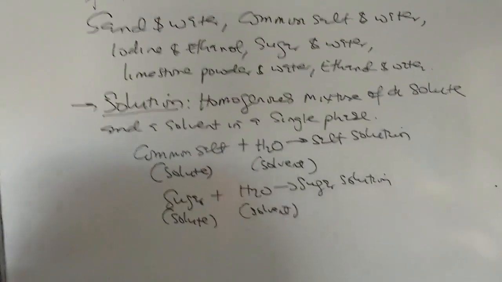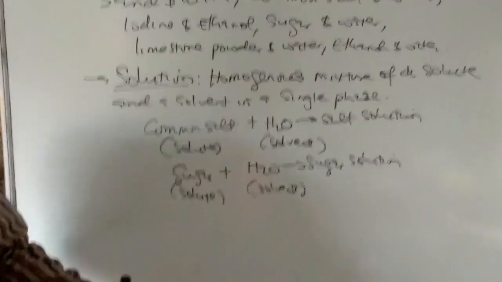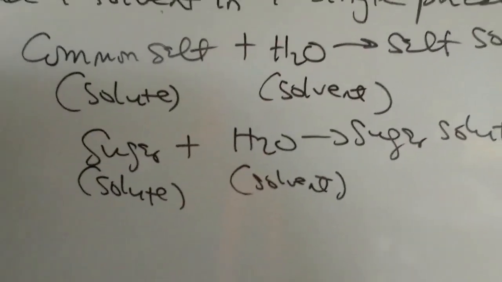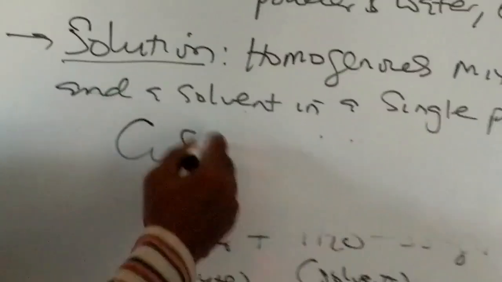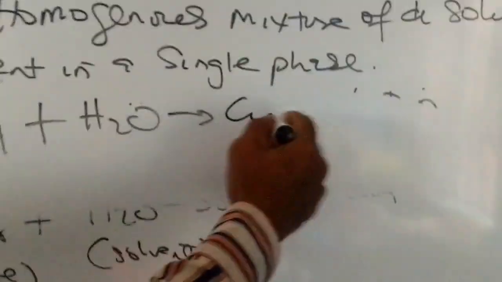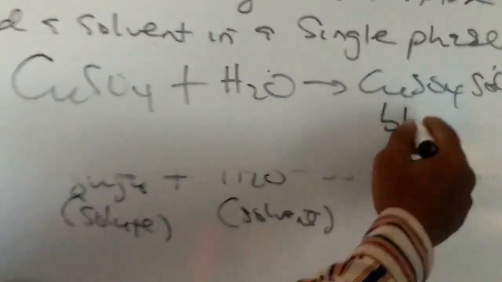Now, most solutions are colorless. Salt and water is colorless. That's why we don't know that salt was inside it. Sugar and water is colorless. But the question is, are all solutions colorless? The answer is no. Some solutions are colored. For instance, when you add copper sulfate to water, you have copper sulfate solution. Copper sulfate has a property of imparting color on water. You're going to get blue in solution.